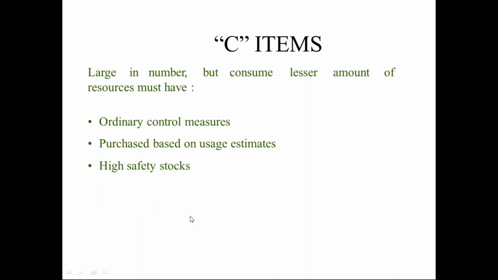So the opposite of this can be the C items. These are large in numbers but consume a lesser amount of resources and must have ordinary control measures. Purchase is based on the usage estimates and high safety stocks are being maintained for this.